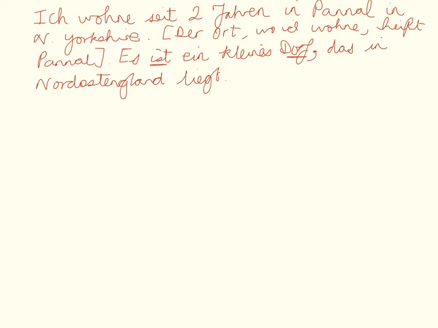I wanted to use es befindet sich. Right, hang on a sec. Let's get rid of liegt. So liegt is at the end because it's a relative clause and it works like word order 3. So es ist ein kleines Dorf, das befindet. So I'm using befindet instead. But I've got to put the sich in, and I put the sich in here after the das. Okay, es ist ein kleines Dorf, das sich in Nordostengland befindet.